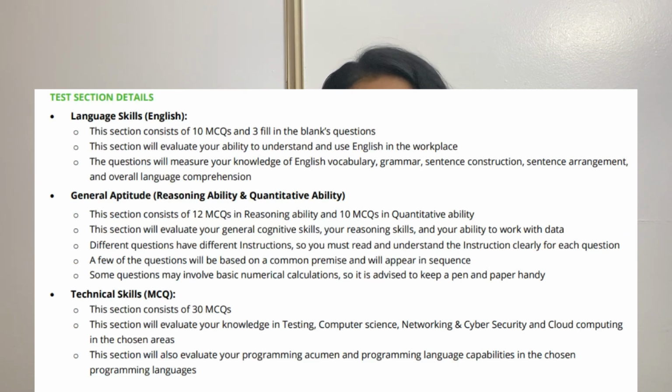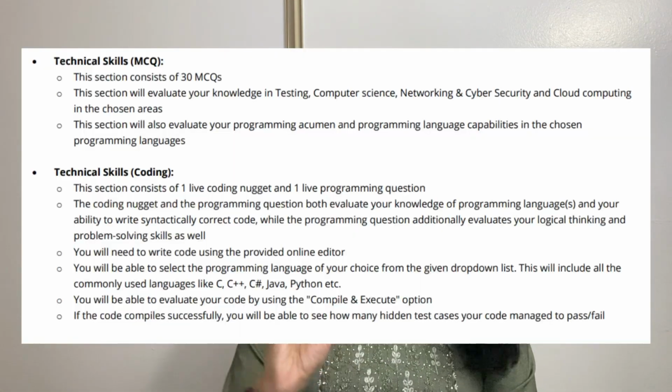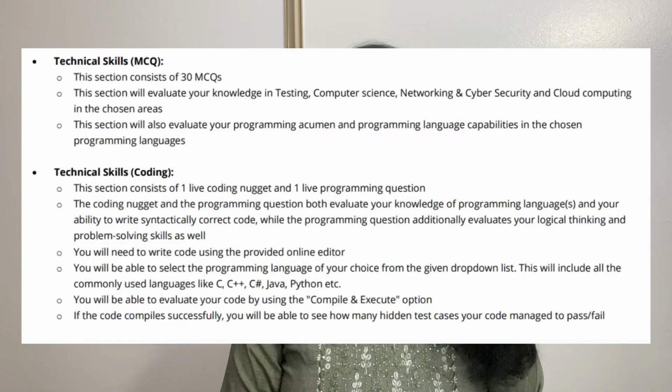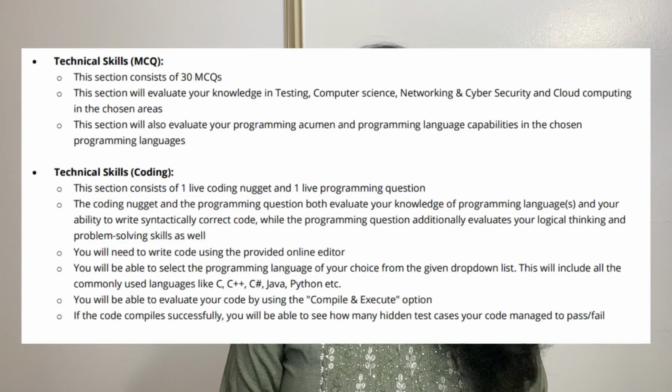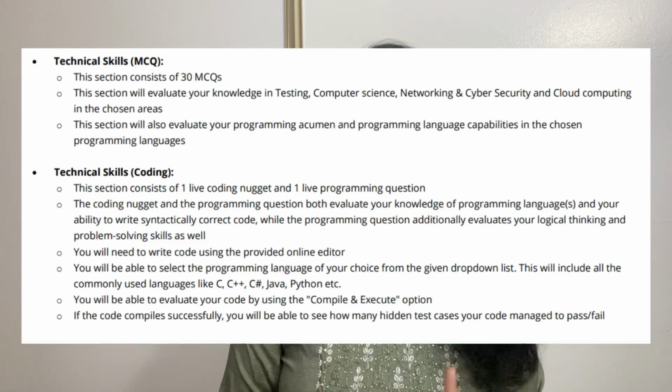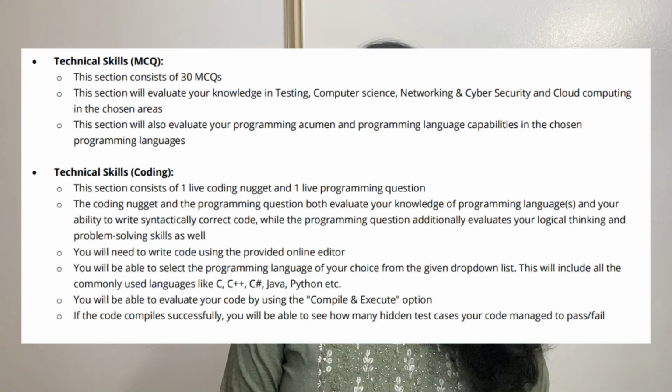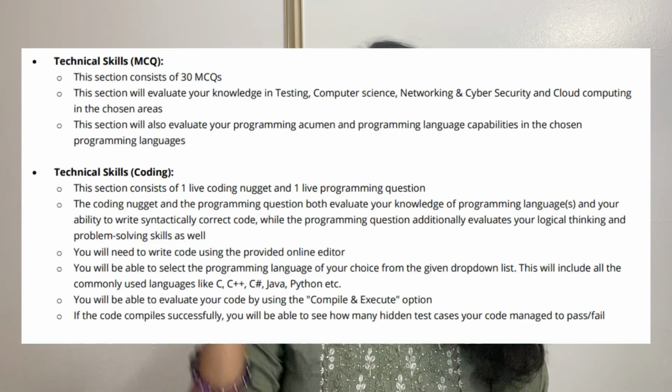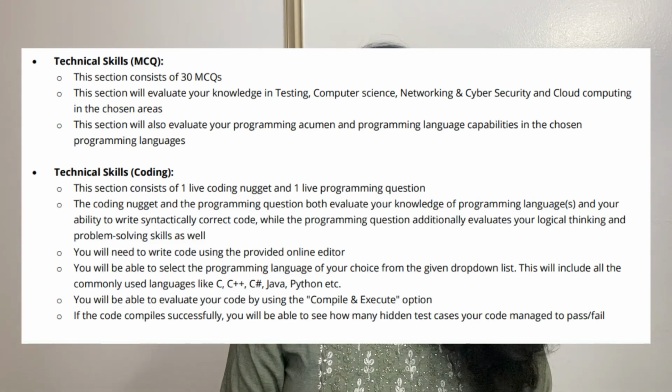Then comes the next section, which is the main one, which is the coding. That is the technical skills. This section consists of one live coding nugget and one live programming question. Coding nugget and the programming question both evaluate your knowledge of programming languages and your ability to write syntactically correct code, that is code with proper syntax, while the programming question additionally evaluates logical thinking. You will need to write the code.